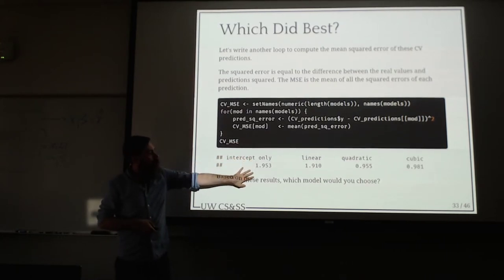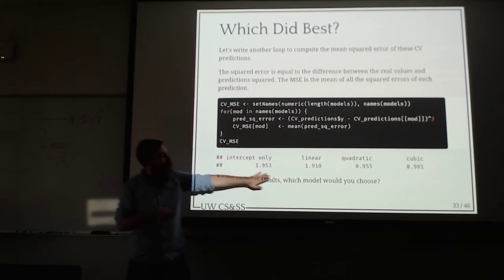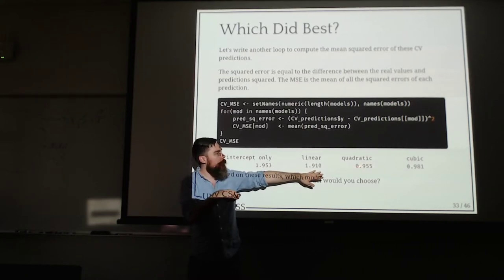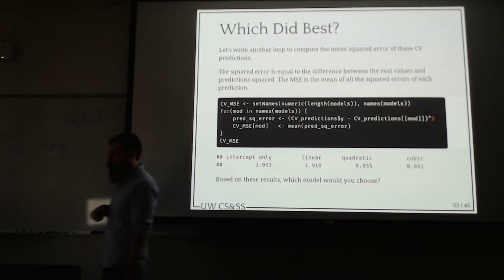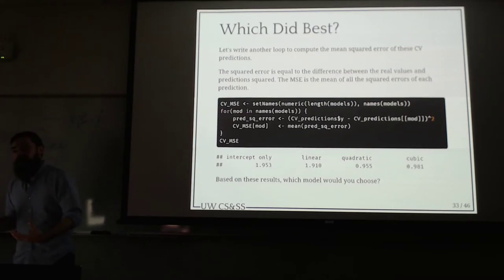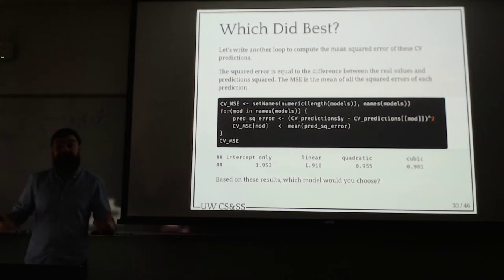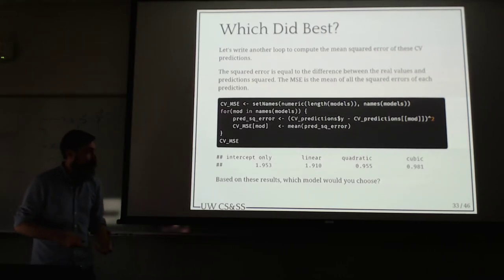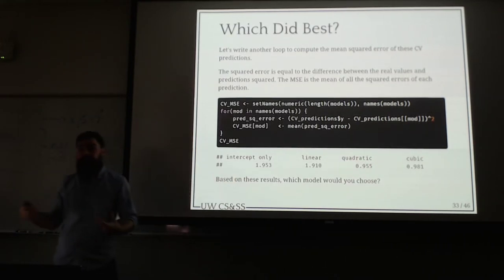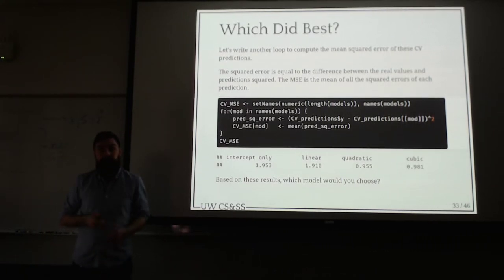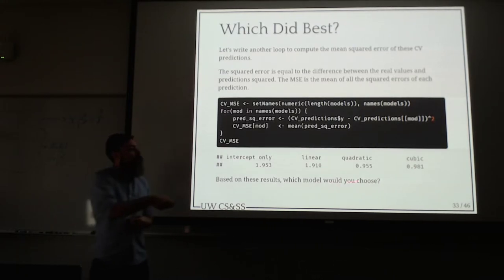We see the mean squared error for intercept only is 1.953, for the linear it's 1.9, the quadratic 0.955, and the cubic 0.981. Now we actually have a numeric metric to compare those models we saw before, and the cool thing is it agrees with exactly what we saw visually. Our quadratic model has the lowest mean squared error, also in cross-validation prediction. Because we're doing this k-fold cross-validation, it's also introducing a little bit of noise into our cubic model that makes it perform visibly worse than the quadratic model, because it's overfitting the data.